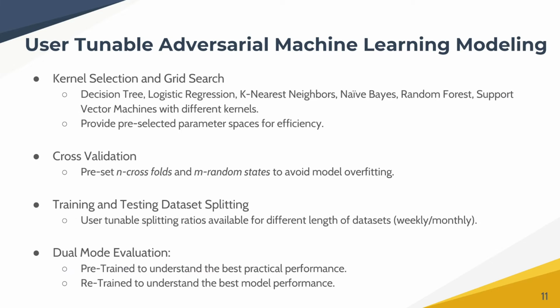And for the user tunable adversarial machine learning modeling, we have 2 different parts of the optimization for the machine learning model. Basically, we have the kernel selection and grid search for different kinds of machine learning models. And also we're going to do the cross validation. We have a preset n cross folds and m random states to avoid model overfitting. And also we are going to do the train and testing data splitting. And we have a dual mode evaluation, including both pre-trained and retrained models.